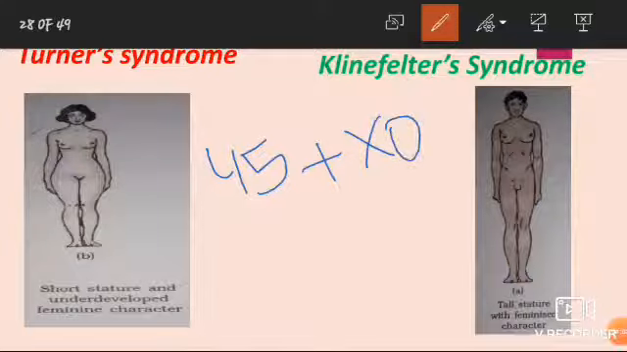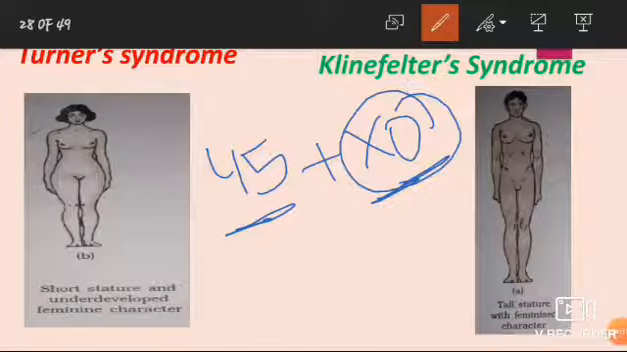That means there is absence of one chromosome. Total chromosomes are 46, but there is absence of one chromosome. So the number is 45, and that one chromosome that is absent is the X chromosome. So XO, where O means one X chromosome is absent. So in Turner syndrome, the 45 plus XO condition is present. That means it is a female.